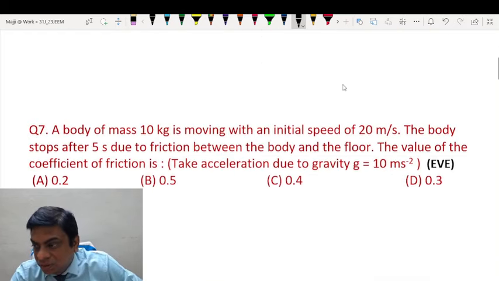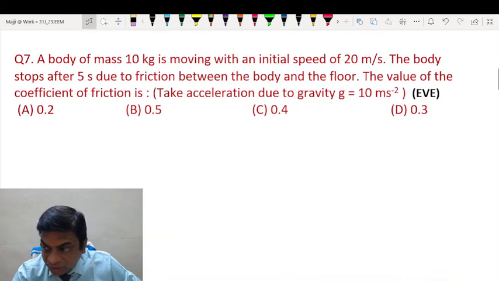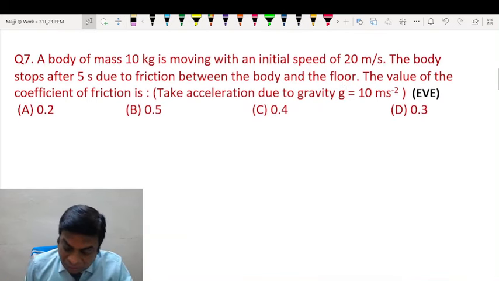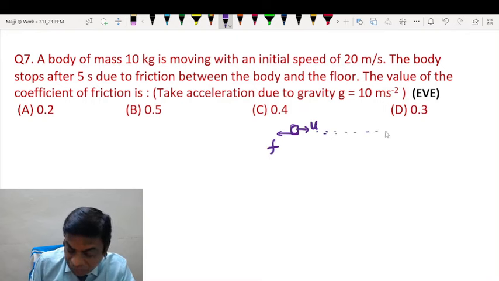Moving on to the next question, students. A body of mass 10 kg is moving with an initial speed of 20 meters per second. The body stops after 5 seconds due to friction between the body and the floor. The value of the coefficient of friction is? This is a very simple question. Now suppose a body is going with, let us say, speed u, and a frictional force opposes its motion. So finally it stops. Let us say the final velocity becomes 0.